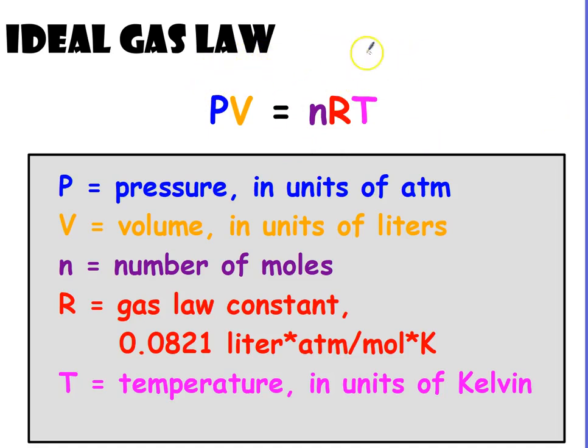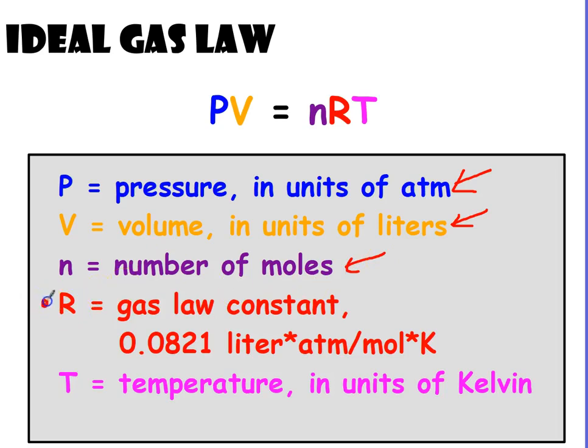So PV equals nRT, where P is the pressure, and I want to make sure that it's atm. If it's not, then I can just do an extra step to change it. V is the volume, and it's usually in liters, but again, I can change it if it's milliliters. n is the number of moles, which is also equal to the number of grams. Remember, I can change grams to moles.